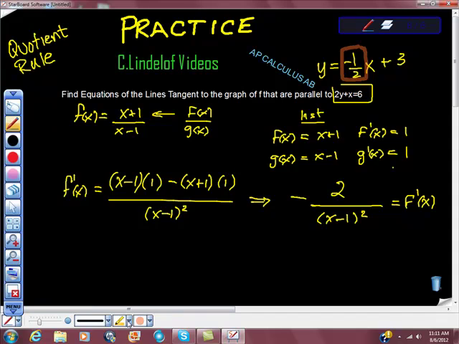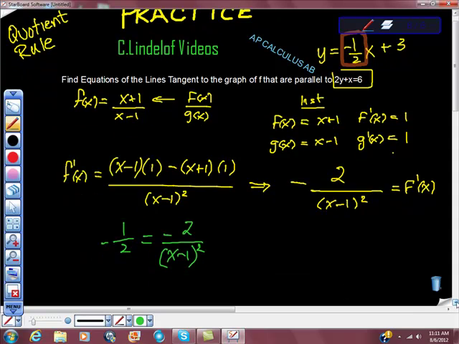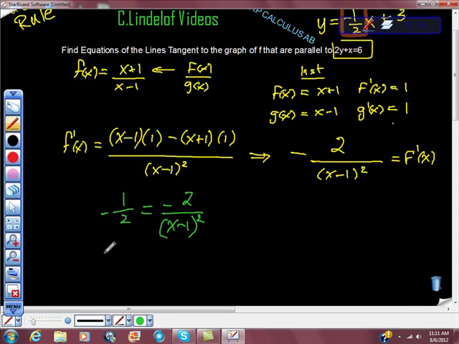So what we need to know is this: when is f prime of x, when is the slope of our function, equal to negative 1/2? We know that the slope of our function is negative 2 over x minus 1 squared. This is a lot easier than it looks. I'm going to put the negative sign with the 2 down here, just to make it easier. I'm going to cross multiply and get 4 is equal to x minus 1 squared.